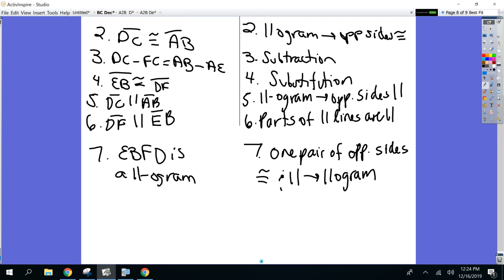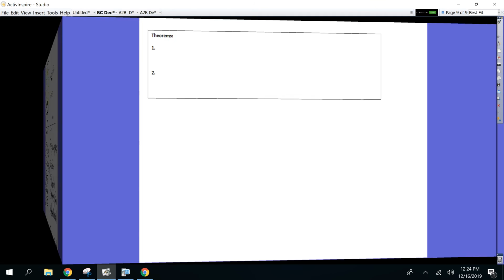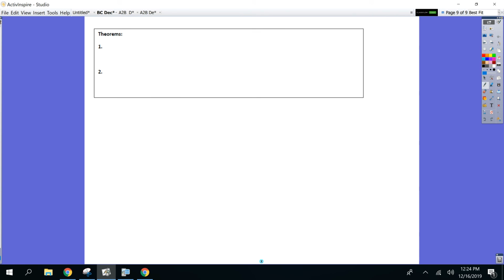Okay. Let me go back to the other 95%. Were you guys going to try to prove these two sides congruent? Were you going to prove the two triangles congruent to do CPCTC? Yes? Okay, that's the other way of doing it. All right. So let's write our new theorem down so we have a place to view it all the time.